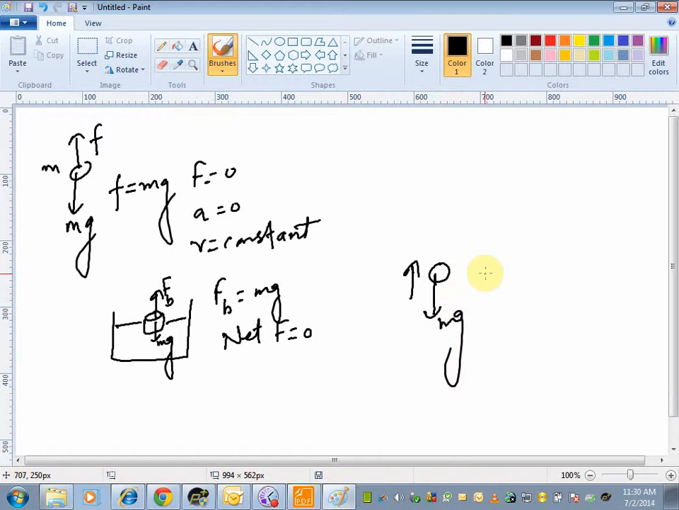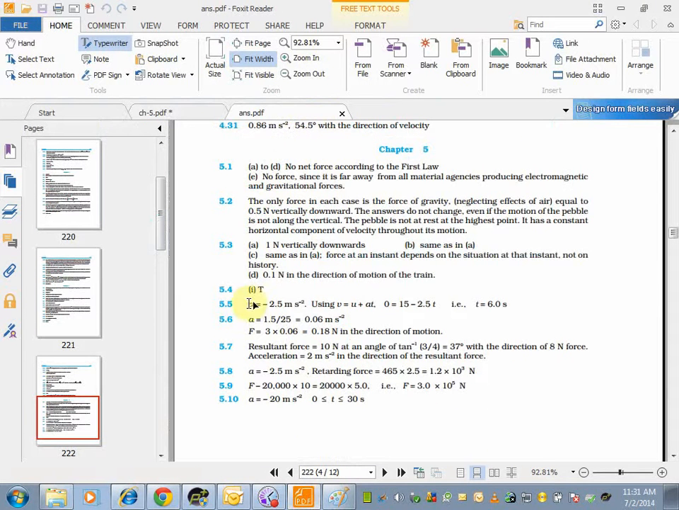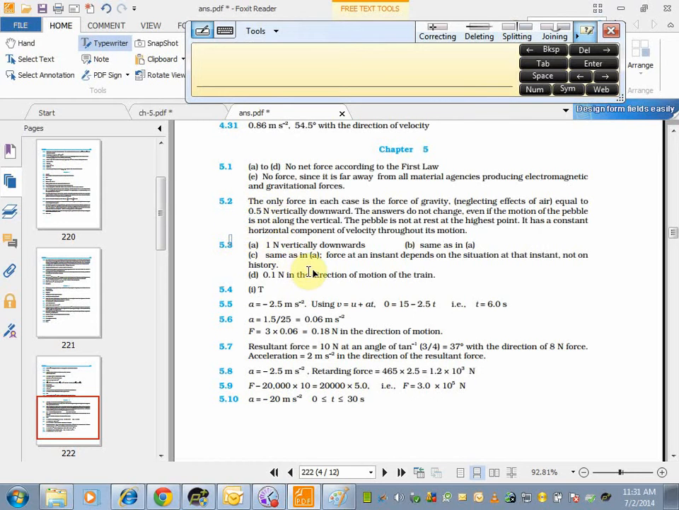This is the net force, and its answer will be 0.05 into 9.8. Multiplying it, we get 5 upon 100 into 9.8, so dividing by 2 and 2, this will be 49 by 100, that is 0.49 Newton. This is the net force acting here, and it is nearly equal to 0.5, as given in the answer. This 0.5 is because they may be taking g as 10.